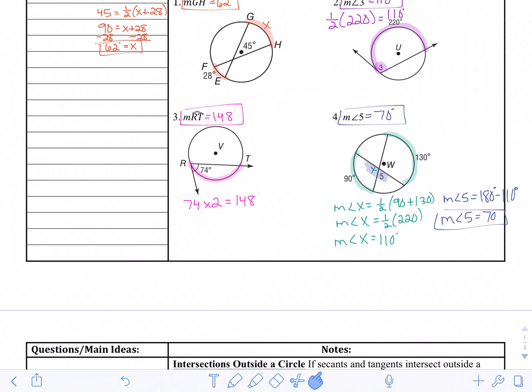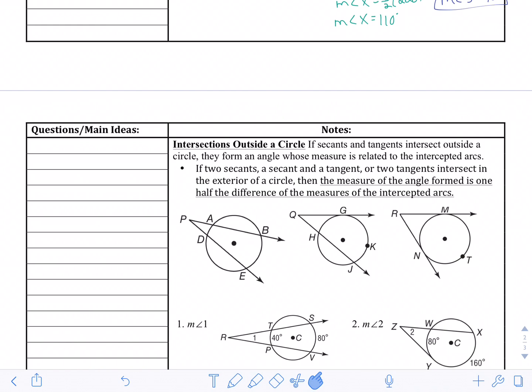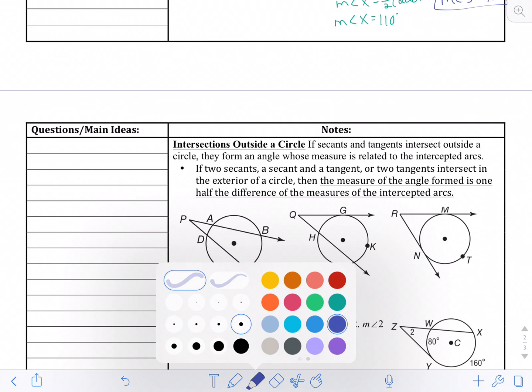Okay, and then the backside, last little piece. Here are the intersections outside of a circle. If secants and tangents intersect outside a circle, they form an angle whose measure is related to the intercepted arcs. If two secants, a secant and a tangent, or two tangents intersect in the exterior of a circle, then the measure of the angle formed is 1/2 the difference of the measures of the intercepted arcs. So this one is a little bit different.